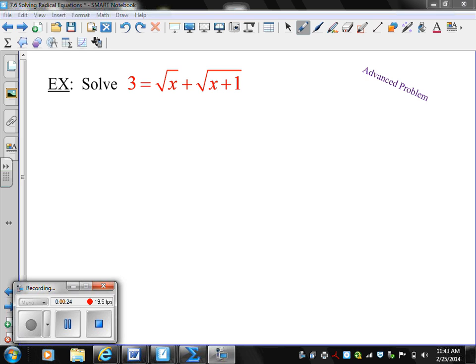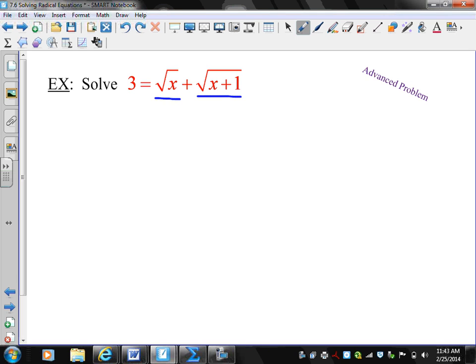But anyways, it may be obvious why this is a bit different. If you notice here, we have two separate terms with radicals, and we have another term over here. So it's going to be hard for me to isolate both radicals at the same time, unlike one of the other problems that we did earlier in the first lesson. But I am going to follow the process of isolate a radical, square both sides, and repeat that process. And let's see how this turns out.